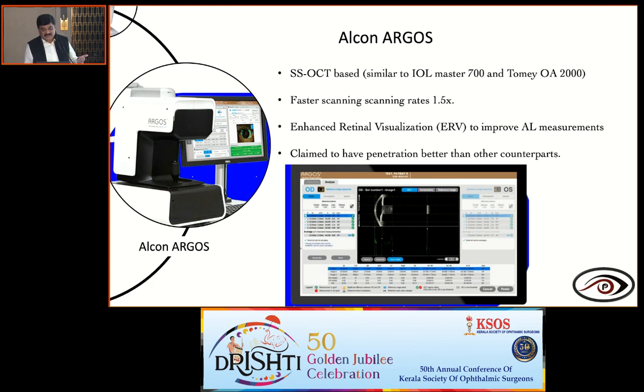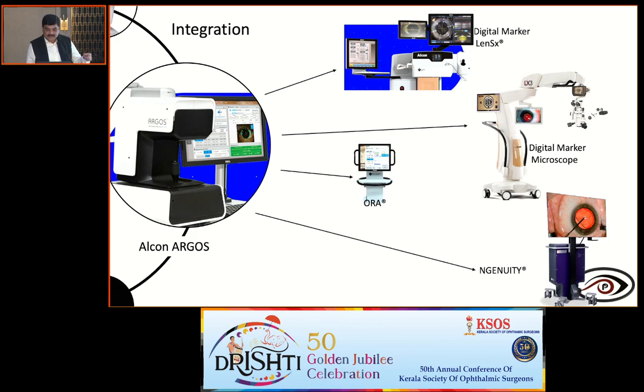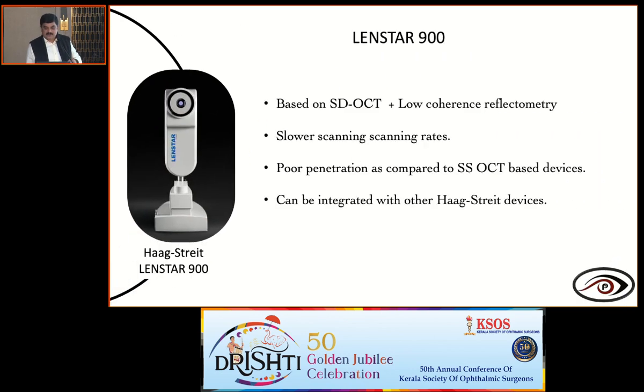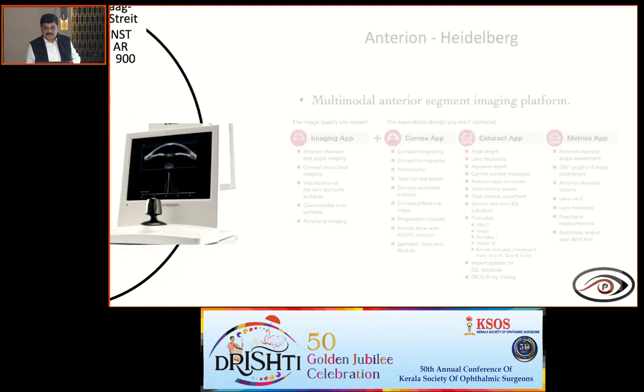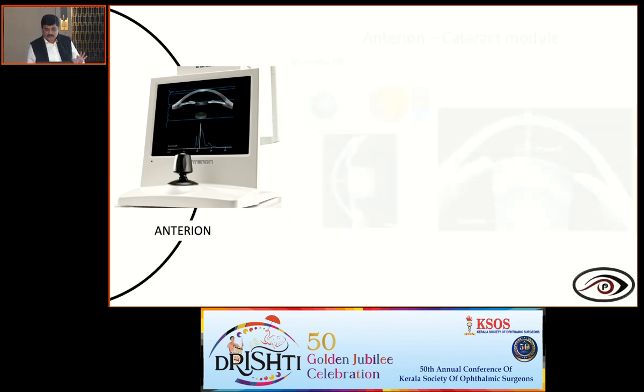So coming to the Argos, which is the recent one, similar to the IOL Master 700, but they say that it is faster than all other biometers in the market. It also takes angle to angle and cornea to retina OCT images, and it has a toric IOL calculator, and it can also be integrated into a digital microscope, Aurora. I will not talk about Lenstar. The one more biometer I just want to tell about is the Anterion, which has topography and everything.